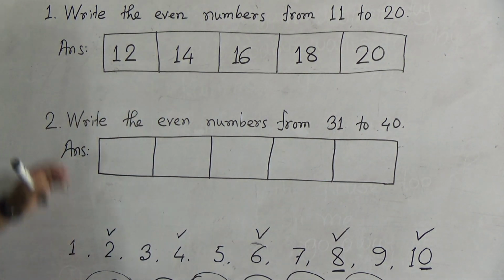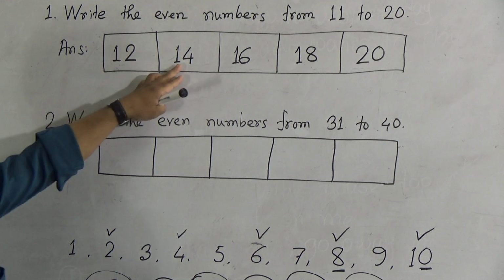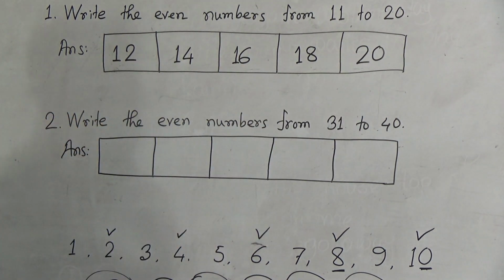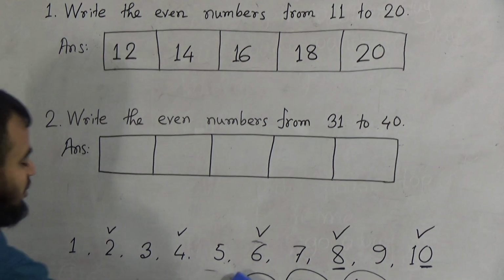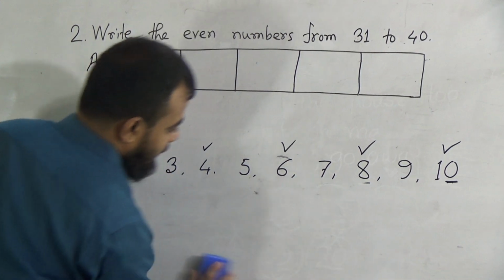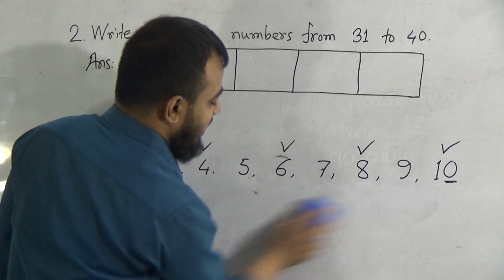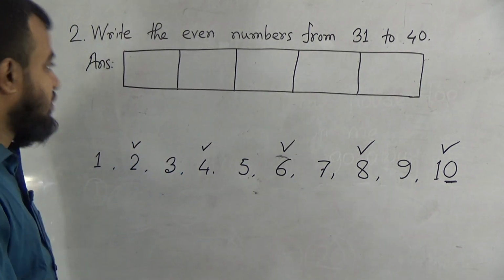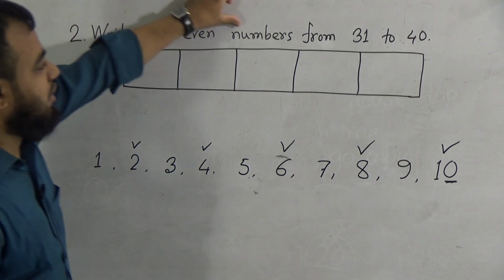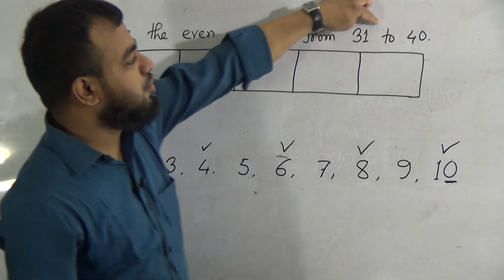That means our even numbers are 12, 14, 16, 18 and 20 for this question. Okay, from 11 to 20 we have 5 even numbers, and the even numbers are 12, 14, 16, 18 and 20. Our next question is question number 2. Write the even numbers from 31 to 40.